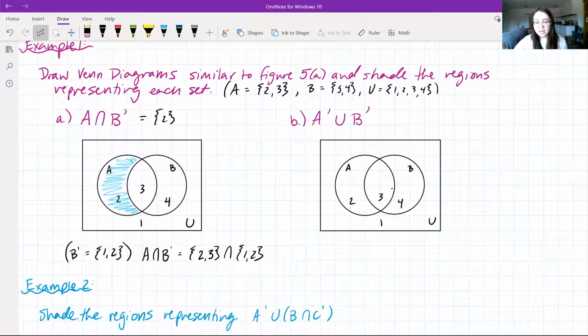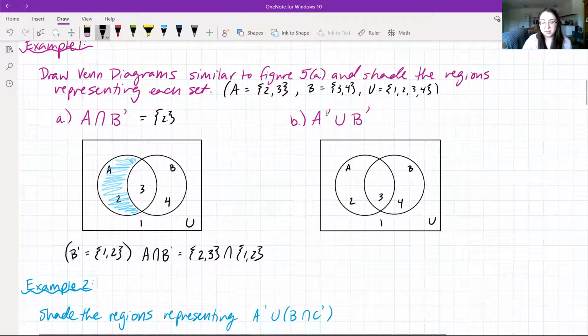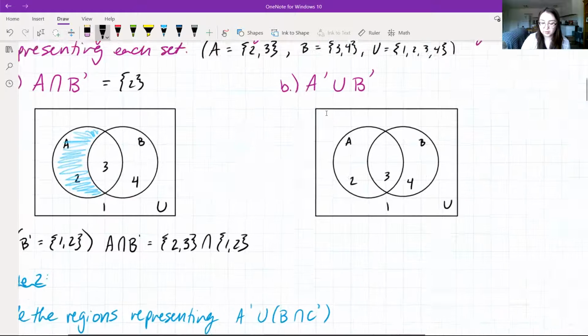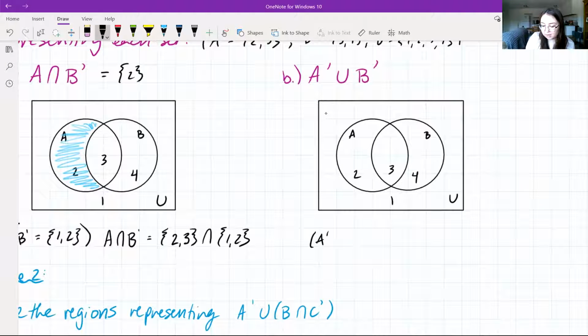So now we have A prime union B prime. So in this case, we know what B prime is because we already found it, but now we'll need to find A prime. So let's find A prime. So remember, the complement of A is going to be all values that aren't in A. So we'll say that A prime is going to be the set of 1 and 4. And we know what everything else is.